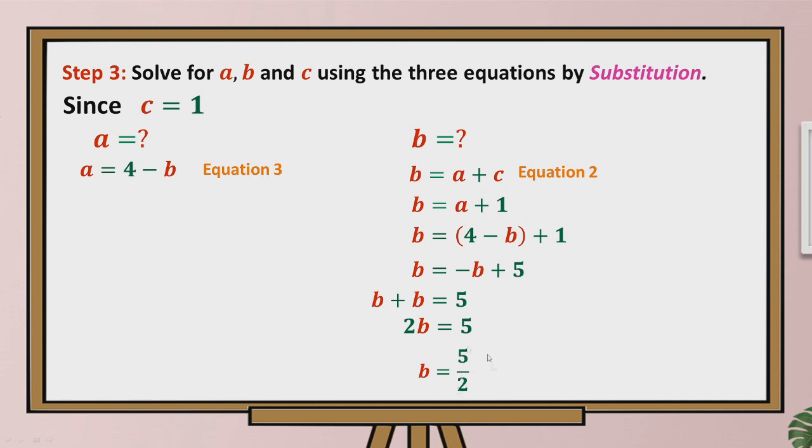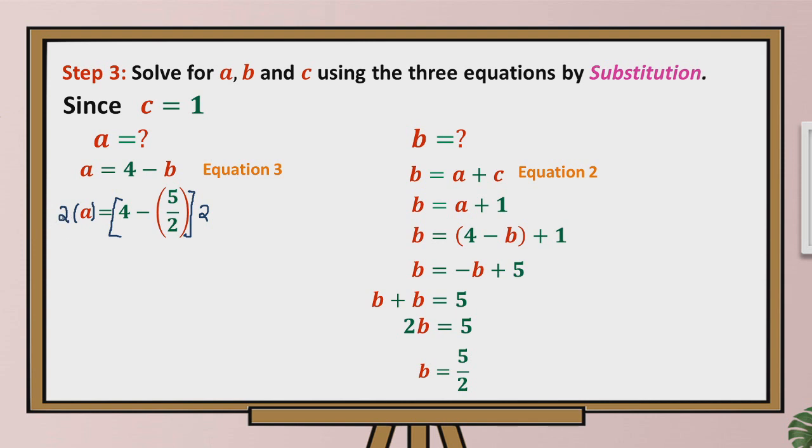And then we will be using this value in equation 3 so we can get the value of a. Therefore, we replace b with 5 over 2. So now I have a whole number and a fraction. Now, I don't want to deal with this fraction anymore. So I'm going to multiply both sides with 2, so that I can eliminate the denominator 2 here. So it's also important that I multiply 2 on this side.